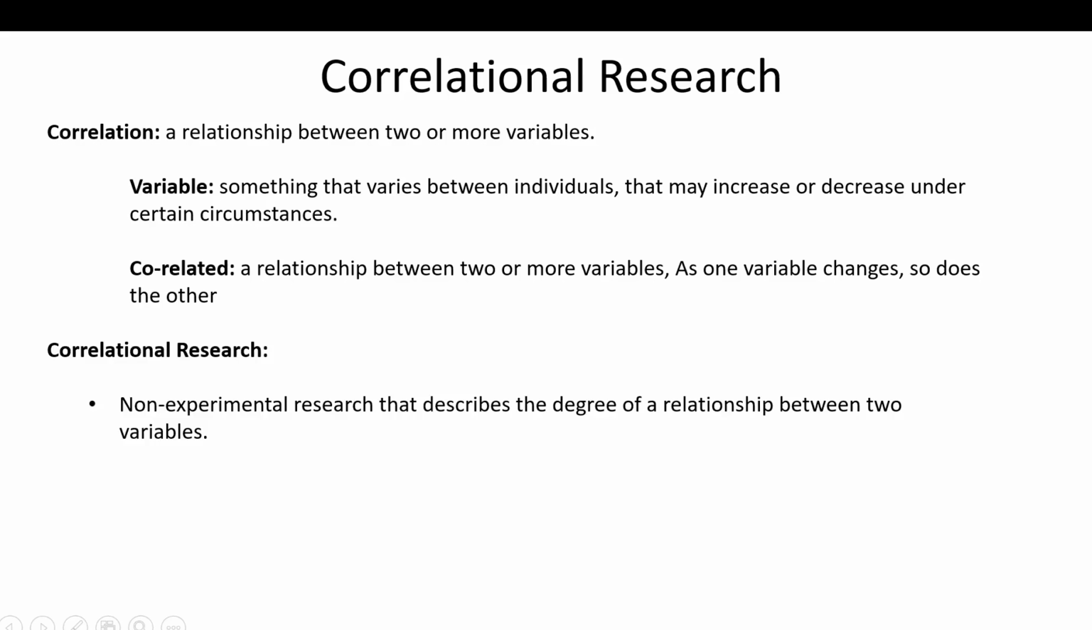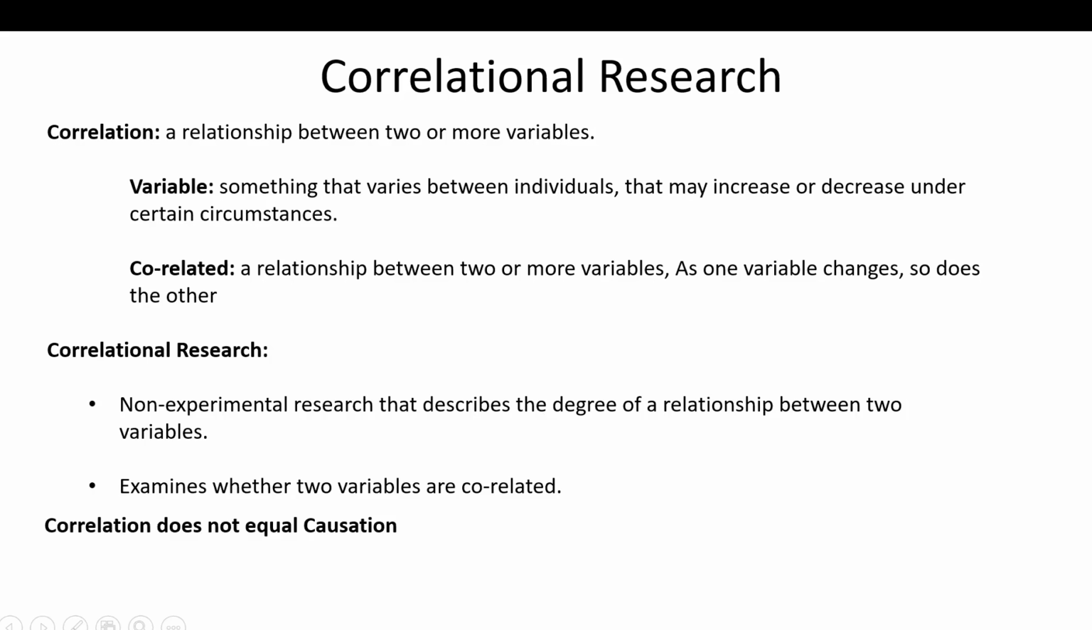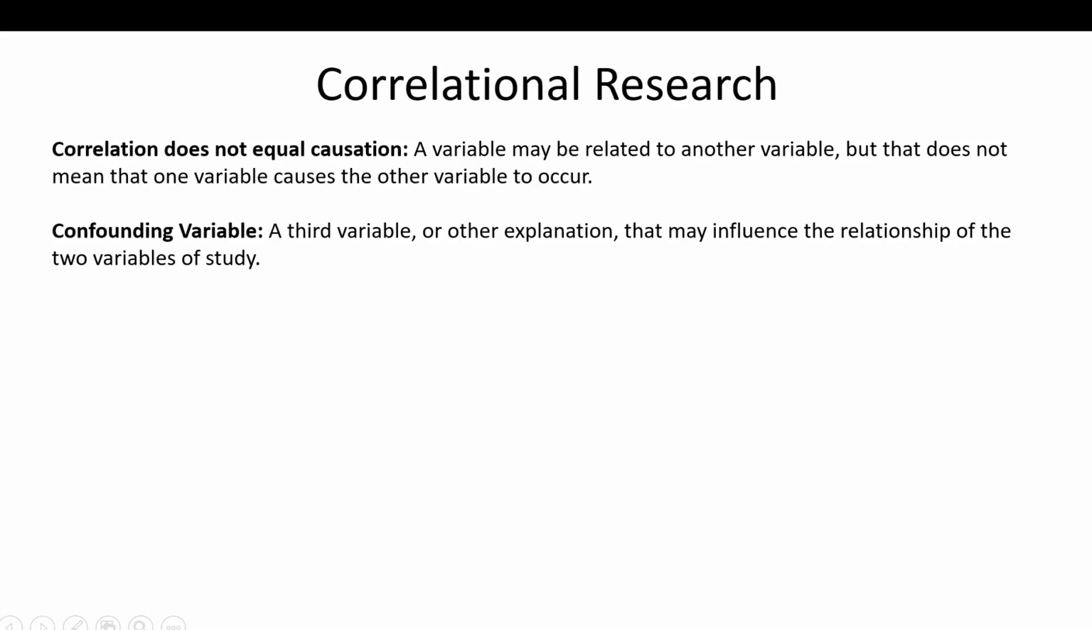Correlational research is a type of non-experimental research that describes the degree of a relationship between two variables and examines whether those two variables are correlated. And an important aspect of correlational studies is that correlation does not equal causation. And correlations often have confounding variables. This means that a variable may be related to another variable, but that does not mean that one variable causes the other variable to occur. And then a confounding variable is a third variable or other explanation that may influence the relationship between our two variables of study.